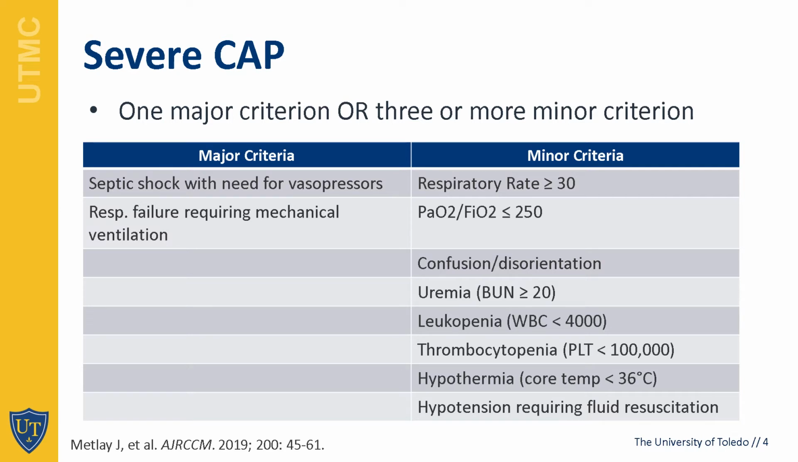So, how do you determine if the patient has severe CAP? It's either one of the major criteria, so if they need vasopressors or if they are requiring mechanical ventilation, or if they have 3 or more of the minor criteria. And you can see the minor criteria is just various labs that you can look at to see how sick the patient is.